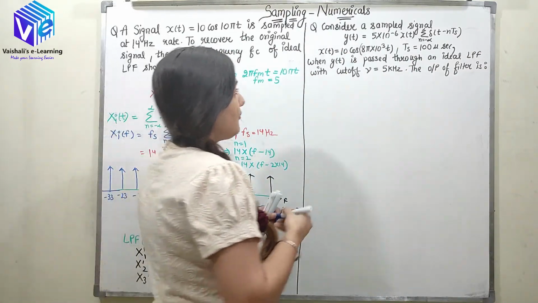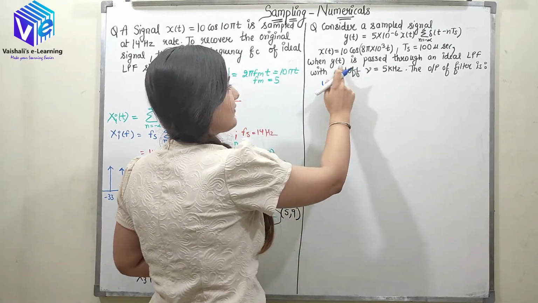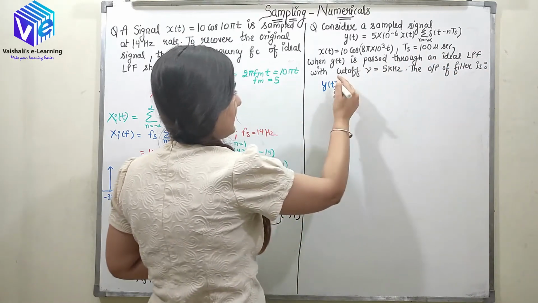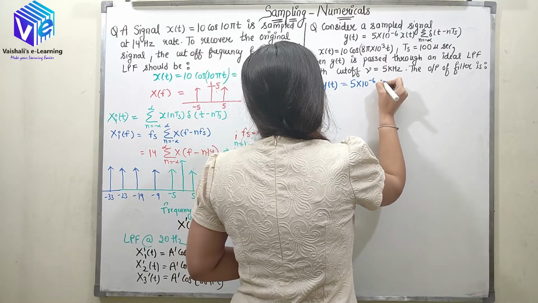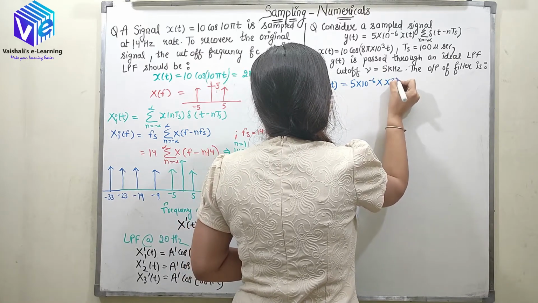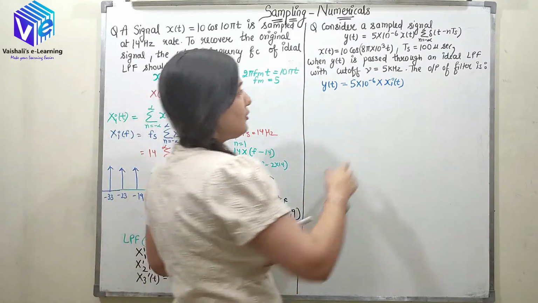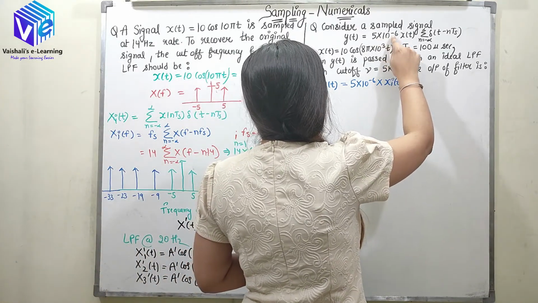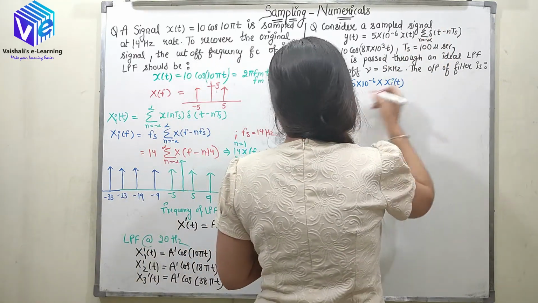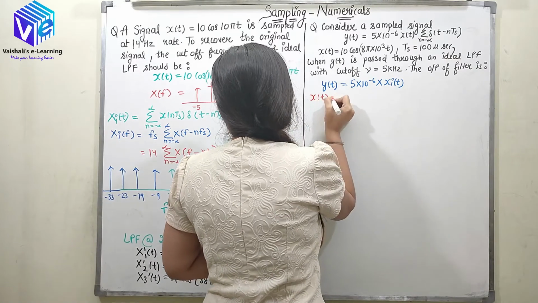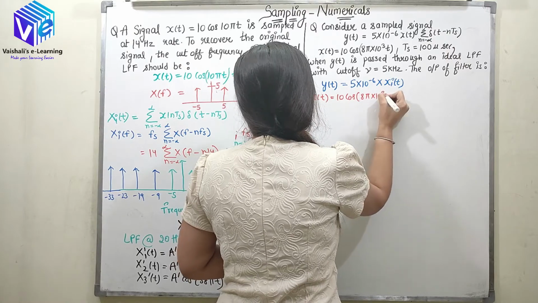So now we can observe the signal. Because y t is passed through the ideal low pass filter, y t is 5 into 10 raised to power minus 6 into x s t. x s t represents the sampled output. So now it is 5 into 10 raised to power minus 6 into the sampled output, where I know x t. x t is 10 cos 8 pi into 10 raised to power 3 t.